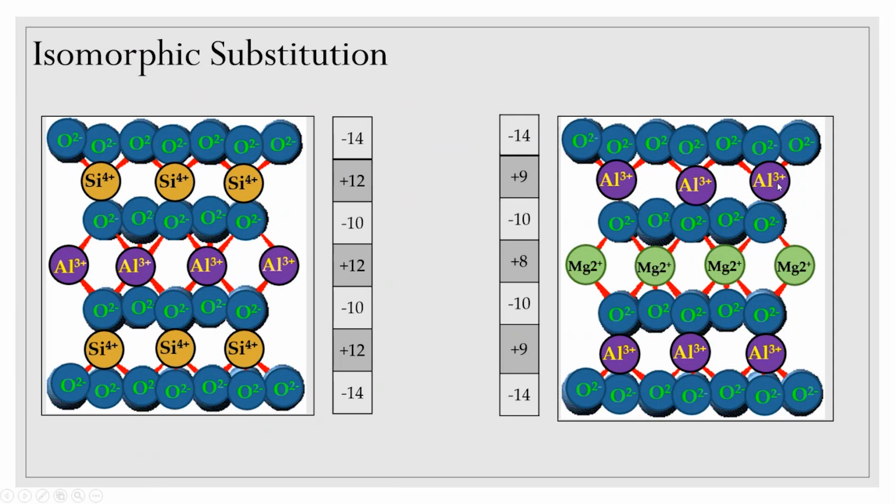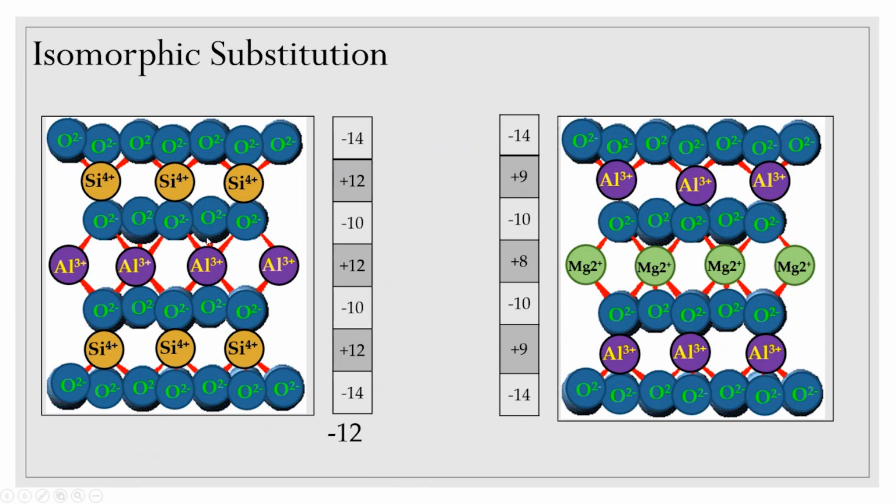We've now substituted aluminum for silica, which means the charge inside of this tetrahedral layer is now plus 9, not plus 12. The oxygens are all going to be the same, right? They're not going to change. So now inside of this octahedral layer, we have substituted magnesium for aluminum, and now our charge is plus 8. Next, we substituted again aluminum for silica, and now our charge is plus 9.